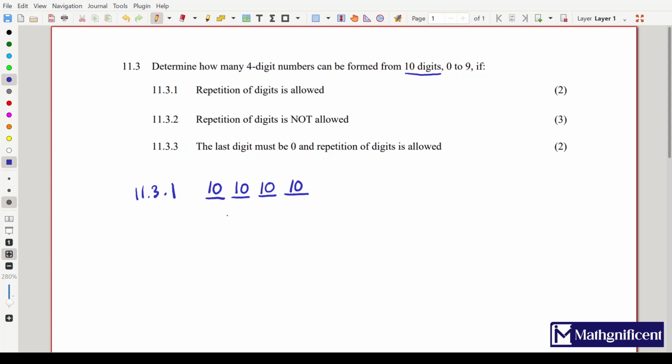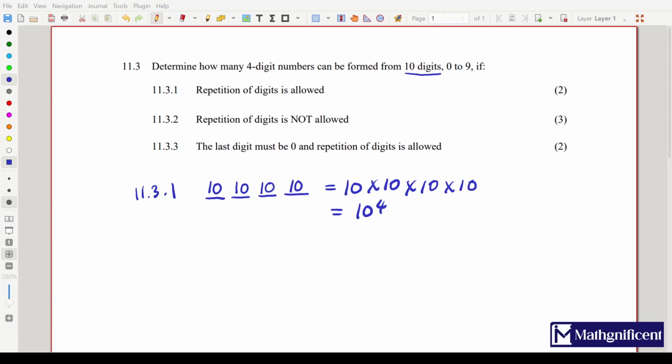So now, what can we do? We know that this can be done in 10 ways, this can be done in 10 ways, and also this can be done in 10 ways. This can also be done in 10 ways. So this is simply 10 times 10 times 10 times 10, which is the same thing as simply saying this is 10 to the power of 4. You can just put this into a calculator and see.